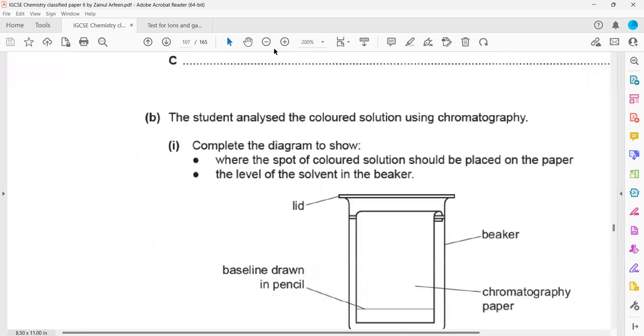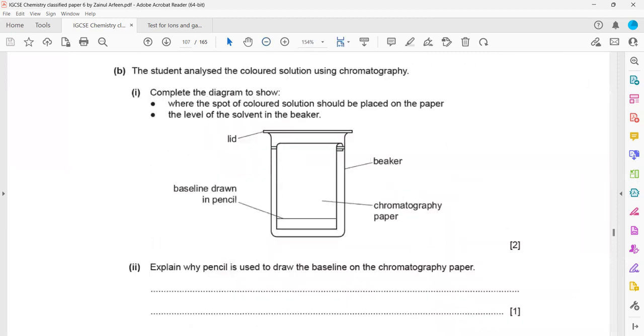The next one, the student analyzes the colored solution using chromatography. Complete the diagram, show where the spot of the colored solution should be placed. You can use a screen annotation. It should be on the origin, not below, on the origin. The level of the solvent in the beaker in the beginning of the experiment should be below the origin. And the spot you can mention.